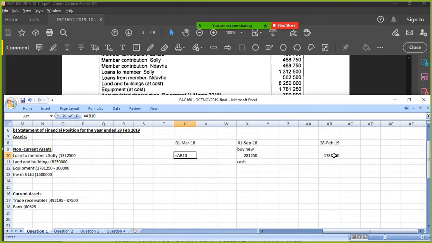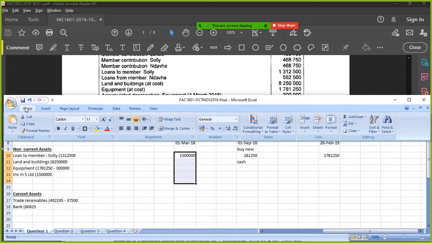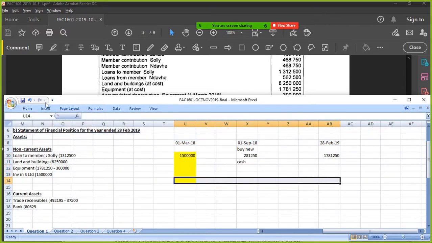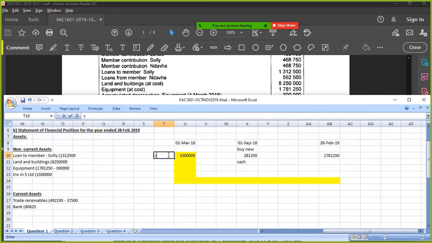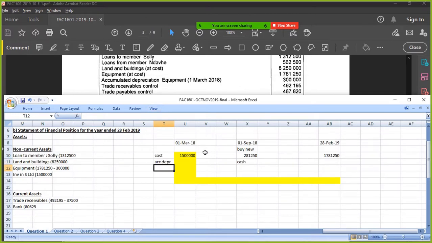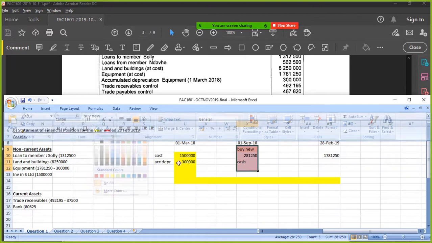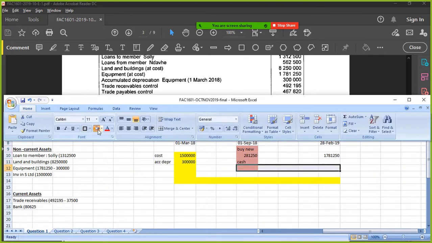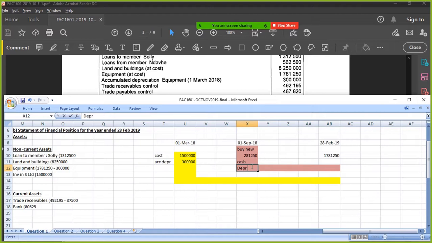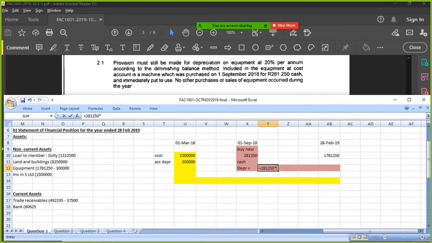So the beginning would have been 1.5 million. So in terms of depreciation, okay, the cumulated depreciation was on the 1st of March. So 300,000 here. Okay, and then you've got that asset that you bought during the year. So that gives you depreciation here of 281250 times what is the rate? 20%.